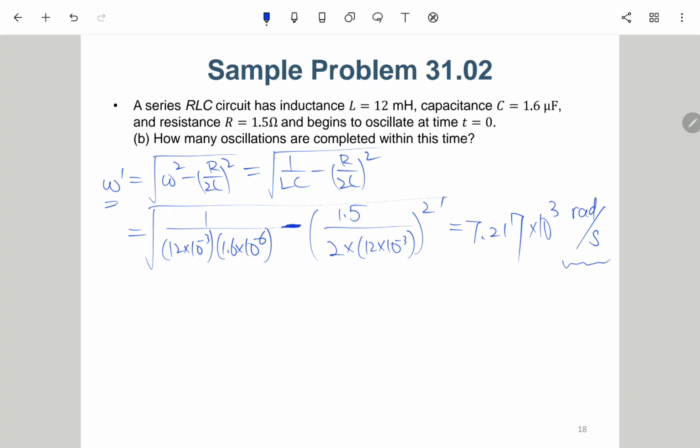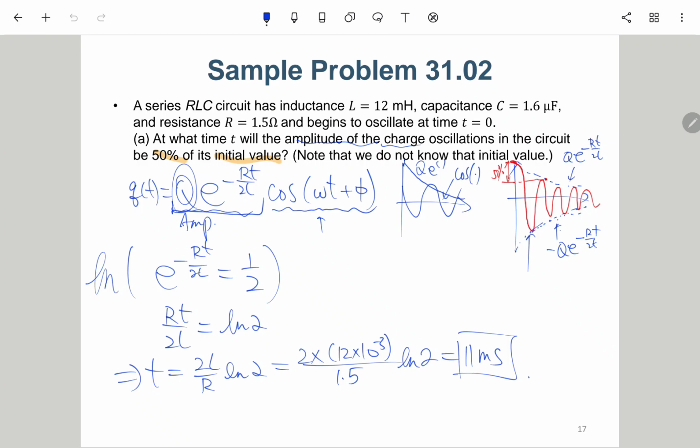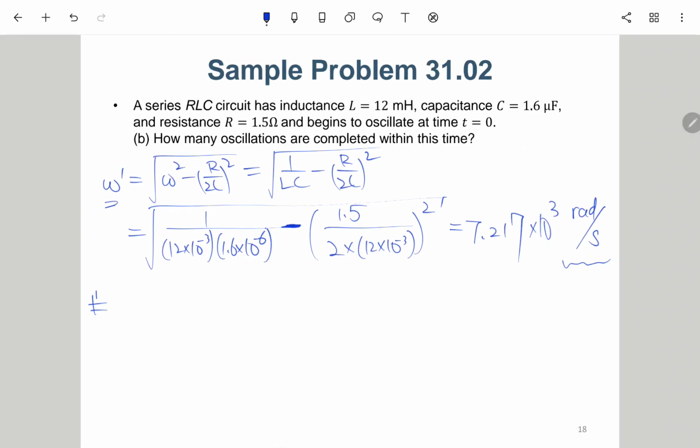So it asks how many cycles are within this 11 milliseconds. The number of oscillations is equal to 11 milliseconds divided by the period. This is the angular frequency, so what is the period? Sorry, it should be omega prime t equals 2 pi. Should be something like this.